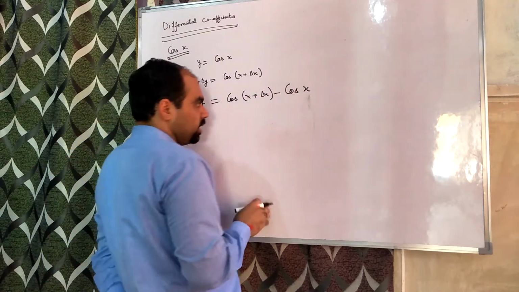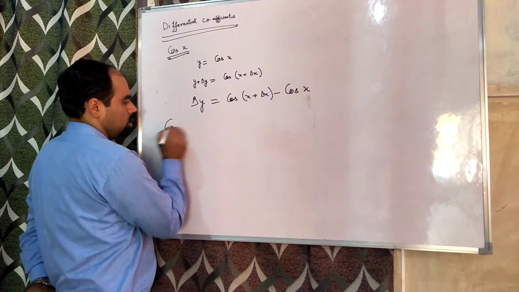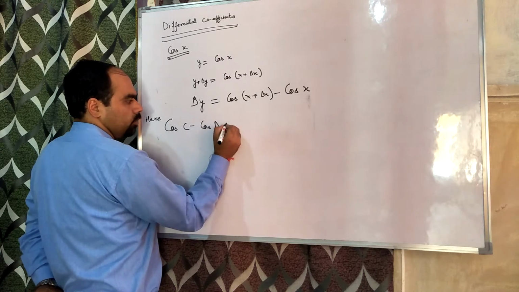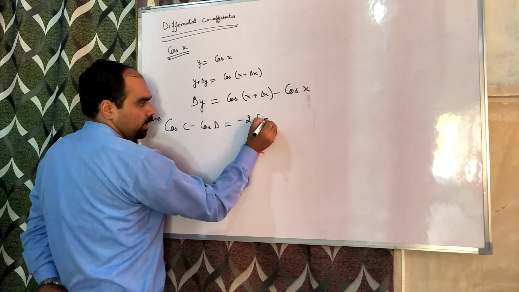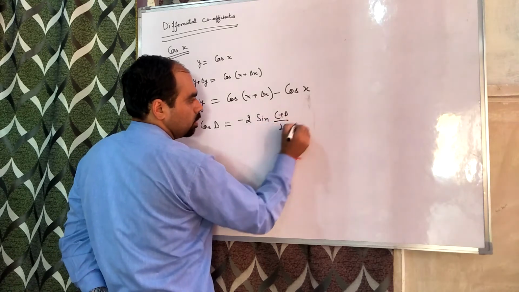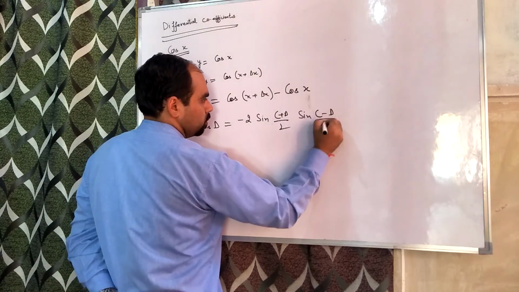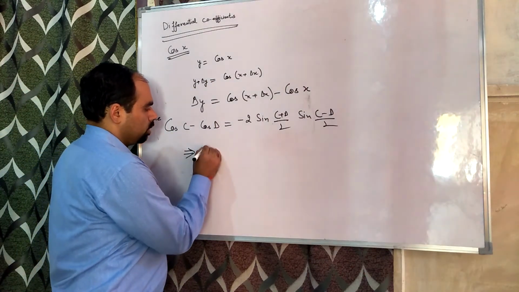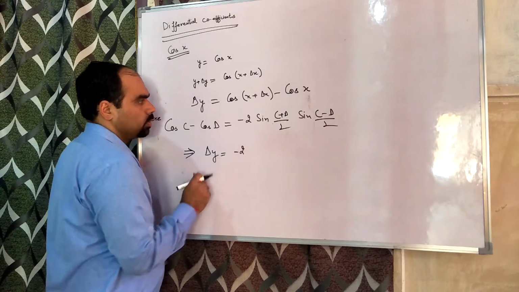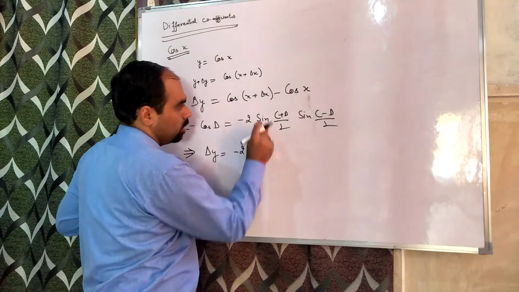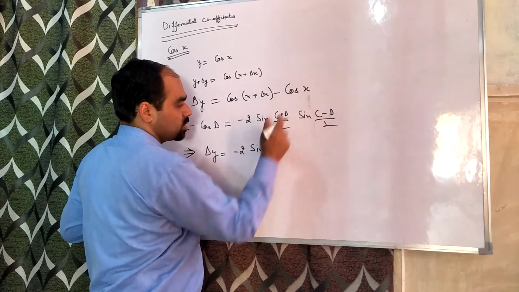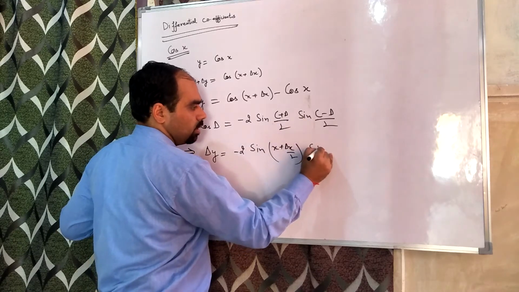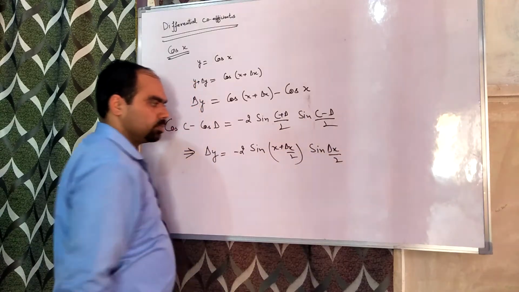So this is becoming an identity, which is cos c minus cos d. That would become minus 2 sine of (c plus d) by 2 sine of (c minus d) by 2. Substitute this identity here. What are we going to have? Delta y is minus 2 sine of (c plus d), this plus this, so 2x, so it is getting x plus delta x by 2, sine of (c minus d), sine of delta x by 2.